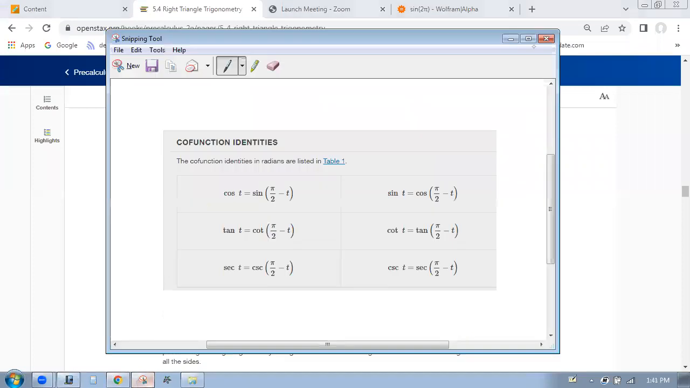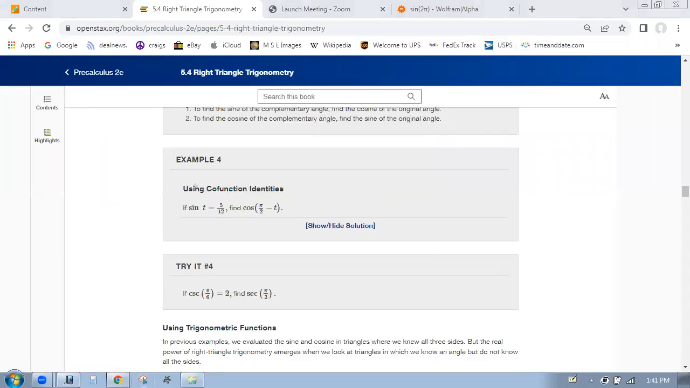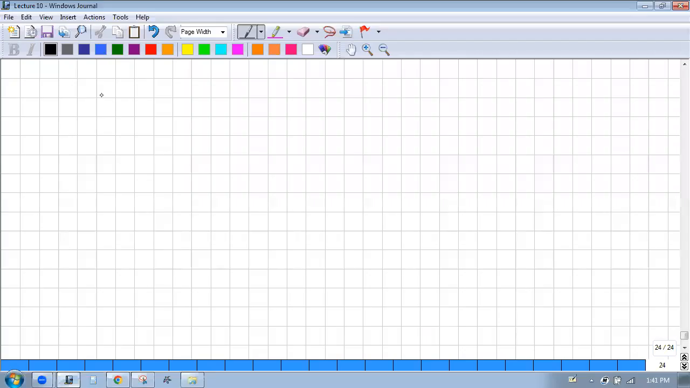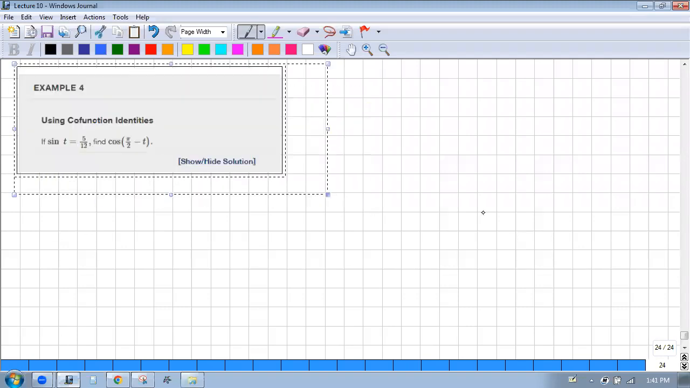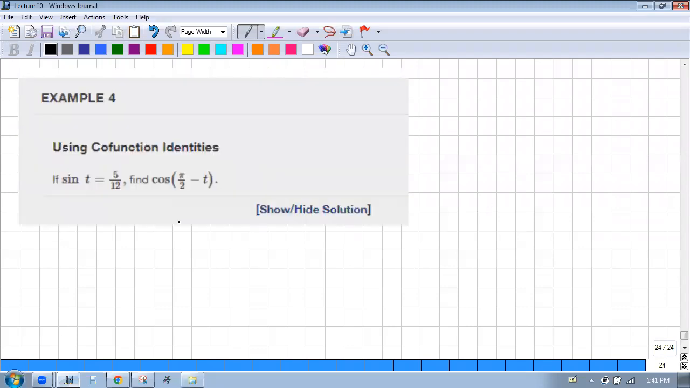All right, so let's do an example. Here's sine of t. I don't know what t is. They want to know what cosine of pi over 2 minus t is. Well, this is always sine of t, which they told us is 5 over 12. Real hard, right? We're going from the function to its cofunction. The cofunction of cosine is sine.